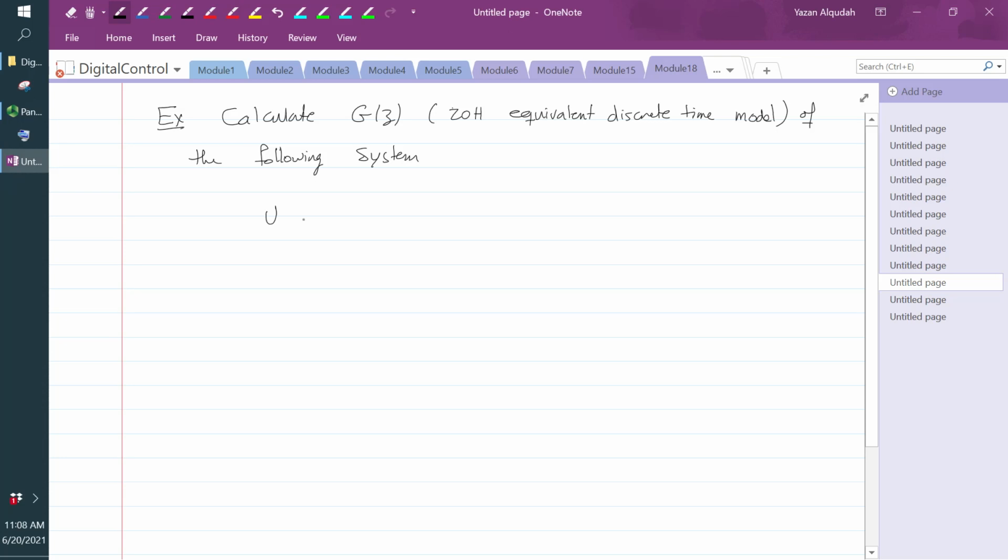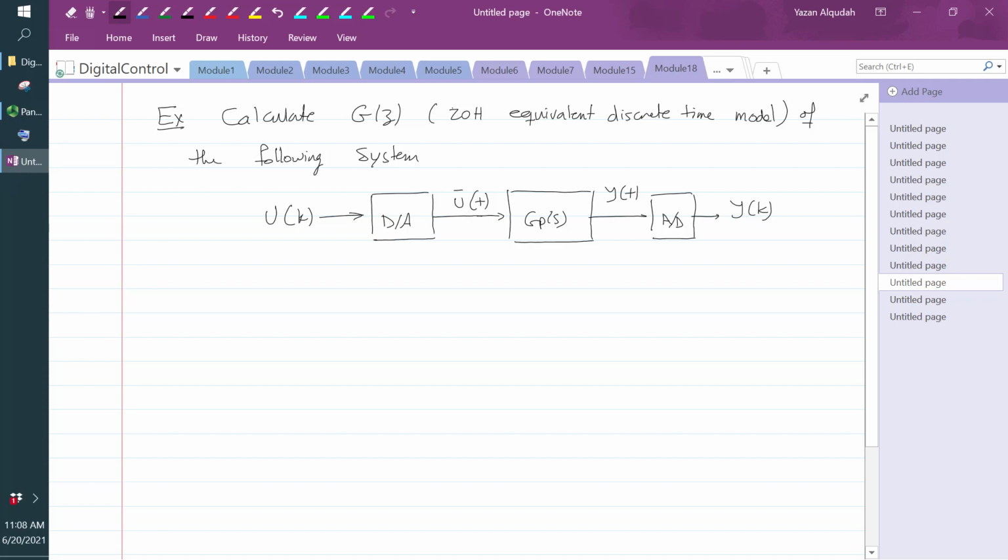And the system is u of k. We have a digital to analog converter. We have u bar of t. We have gp of s. We have y of t. And then we have an analog to digital converter. And then we have y of k. So far, this is similar to what we've done. We want to calculate g of z equal to y of z divided by u of z.